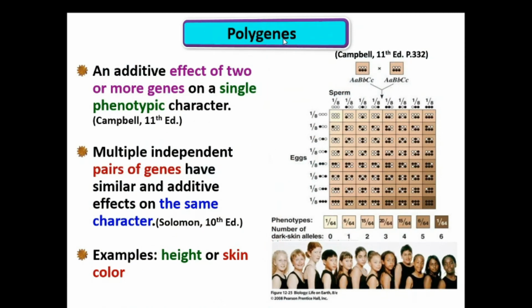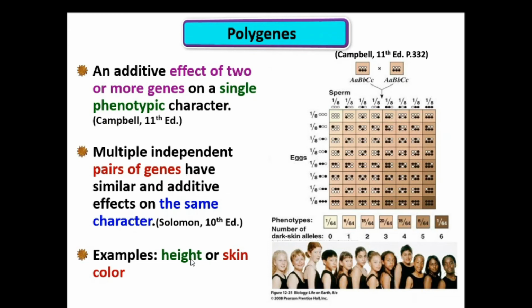Okay, for the next one, the polygenes, the other type of inheritance which deviates from the Mendelian, the polygenes, also known as polygenic inheritance. So for the polygenes here, it is an additive effect of two or more genes on a single phenotypic character. In other words, multiple independent pairs of genes have similar and additive effects on the same characteristic. So many genes are controlling the similar character.